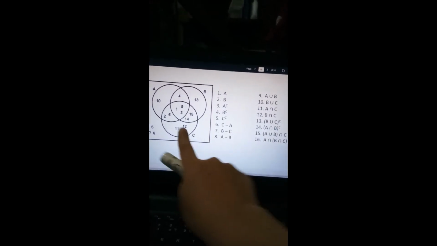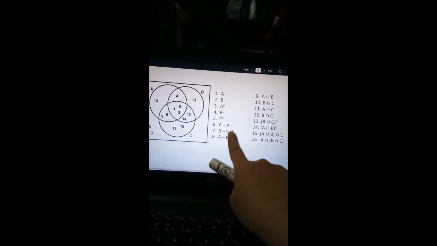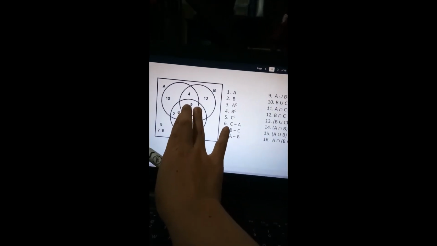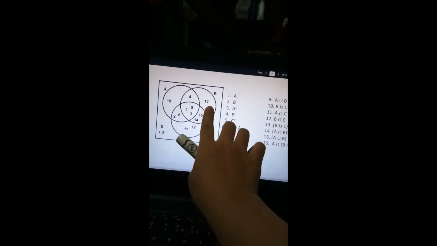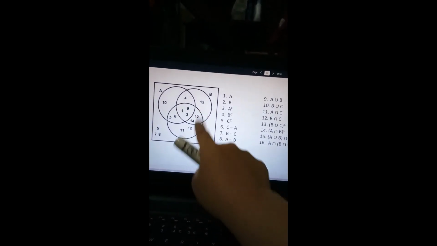Alisin mo daw si set C. Number 7 tayo pala. B minus C, alisin mo si set C. Anong naiwan kay set B? We have 4 and then 13. Number 7: 4 and 13 only.